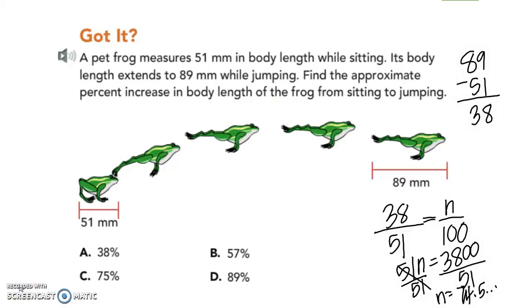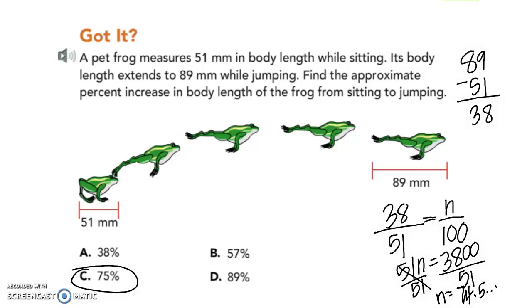All right, so the first thing I had to do was find the change in the little frog's body. So I subtracted up here, 89 minus 51, got 38 is the amount of change. I put that over the original length, 51. So change over original equals n over 100. Then I cross-multiplied. 51 times n is 51n. 38 times 100 is 3,800. Then I divided by the number with the n, and it gave me 74.5 and some long decimal. We're going to round that up to 75%.